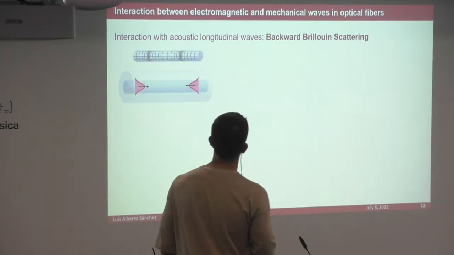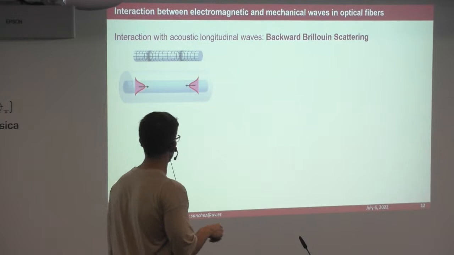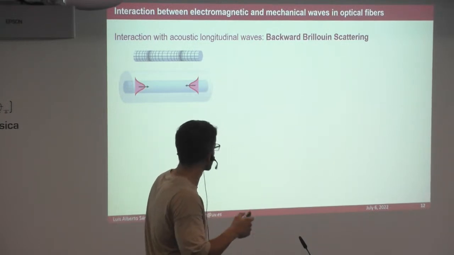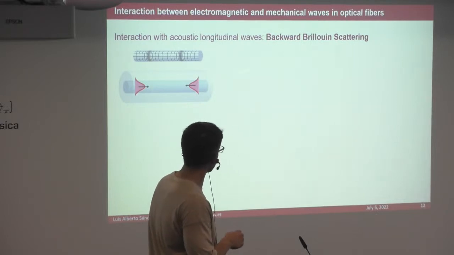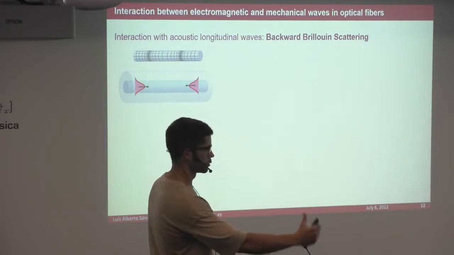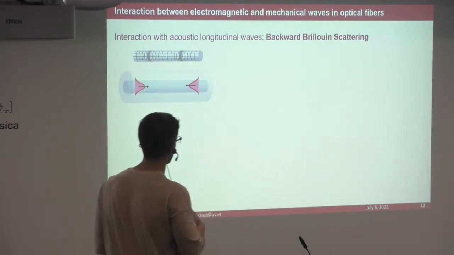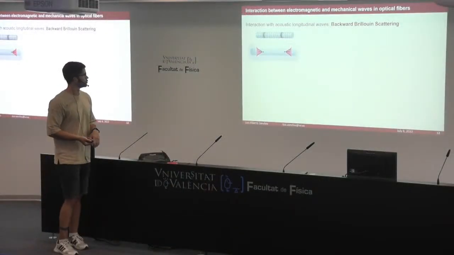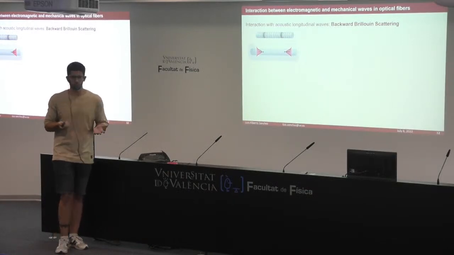Okay, now let's talk about interaction with longitudinal waves. This is probably one of the most known interactions of light with sound or mechanical waves, which is called backward Brillouin scattering. In backward Brillouin scattering, light is coupled to the backwards direction. So light is reflected. For example, in optical communications, for internet or whatever, you want the maximum amount of light transmitted, not reflected. So you usually need to avoid this.